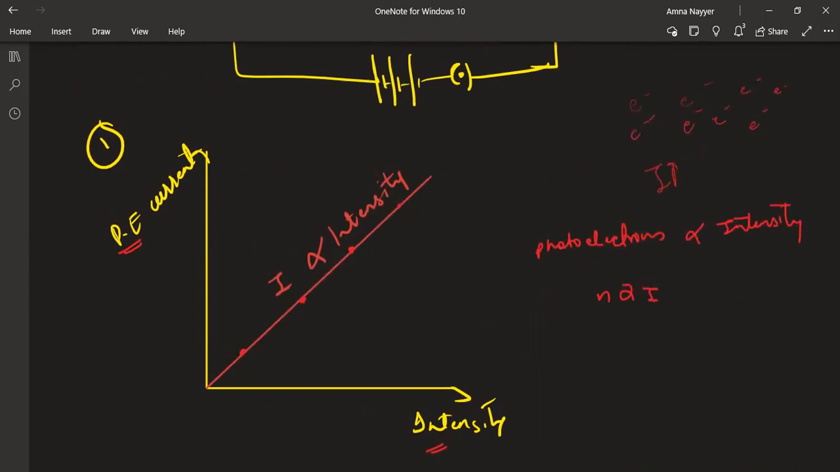Ma'am, can you just explain this graph again? Yes. See, this is a linear graph.